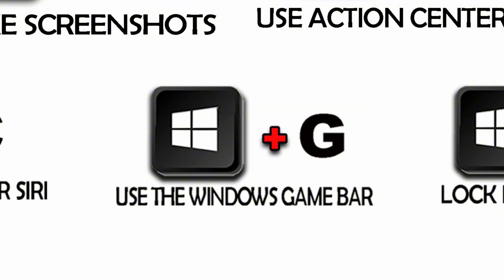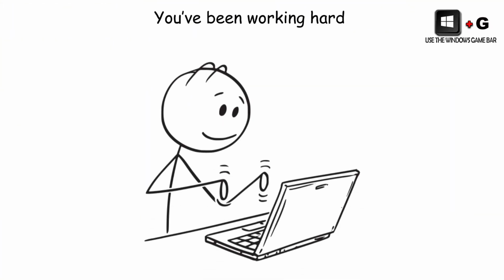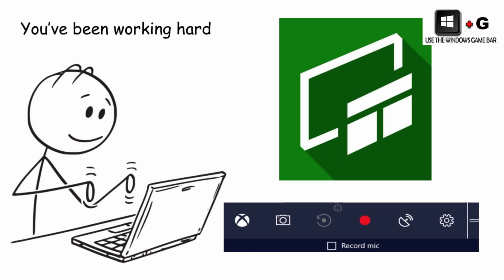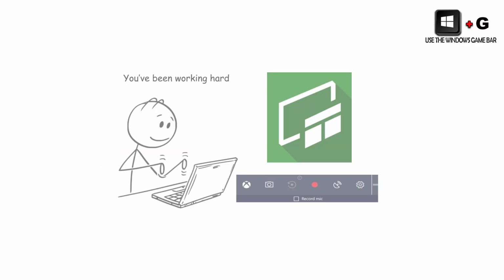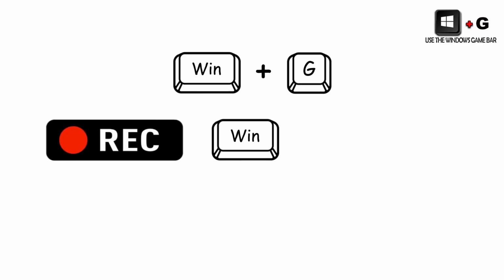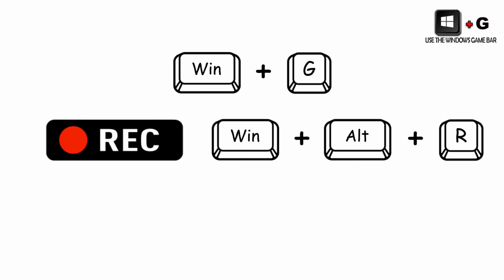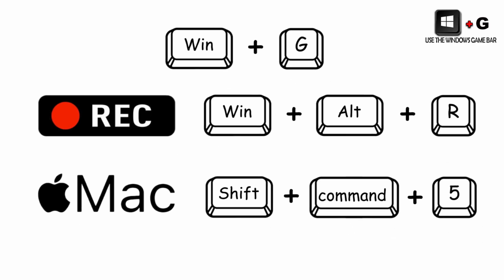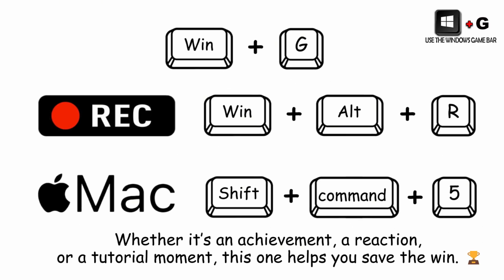Use the Windows game bar. You've been working hard, now it's time to play. The Windows game bar isn't just for gamers, it's for anyone who wants to capture or record their screen fast. Press Windows+G to open it. Want to start recording right away? Hit Windows+Alt+R. Your gameplay, tutorial, or epic work moment saved instantly. Mac users, you've got Shift+Command+5, the shortcut for screen recording through QuickTime. Whether it's an achievement, a reaction, or a tutorial moment, this one helps you save the win.